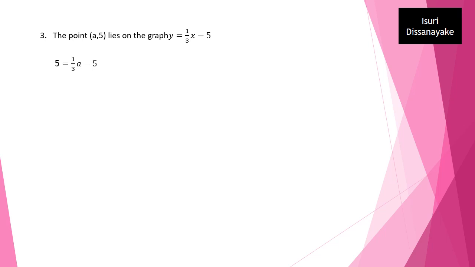Here I have worked the answer. 5 equals 1/3 a minus 5. Minus 5 goes to the other side. So it's 10 equals 1/3 a. I multiply both sides by 3. A is equal to 30. So the x coordinate is 30 while the y coordinate is 5.